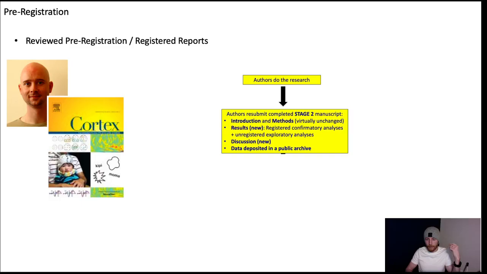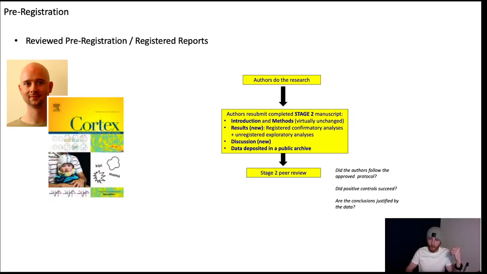It's basically the introduction and methods, which haven't changed. It has the results and discussion and the data, and then they have to submit the data as well. This goes through peer review again, but it's a lot simpler and a lot quicker because most of the hard work's already been done. And then if the editors and the reviewers are happy, it gets published.